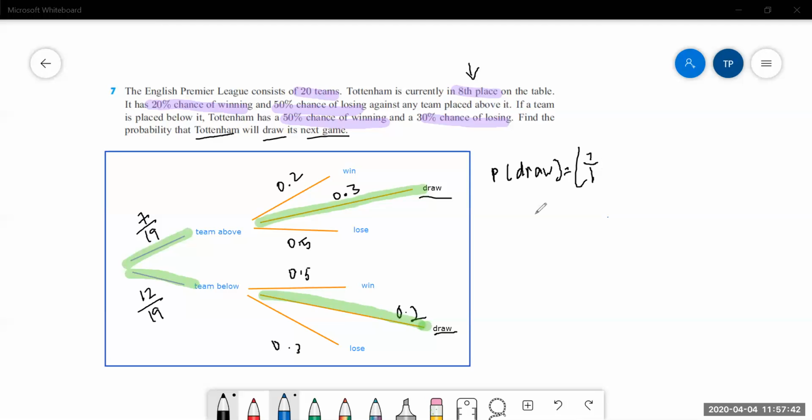I can read. 7 over 19 times 0.3. I will take 3 over 10 or something, also can. Then end bracket. Then you plus, right? Good, that's what I want to hear. 12 over 19 times 0.2. Yes, okay. Done deal. My concern was this part. Okay, good. I think we're done with the probability tree.